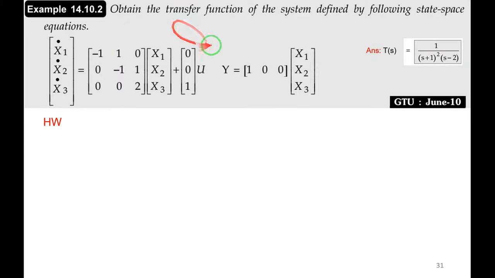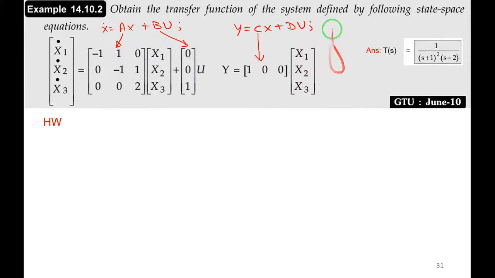Okay, next. This is the last numerical. Obtain the transfer function of the system defined by the following state space equation. x dot equal to Ax plus Bu. This is the state equation, and the output equation is y equal to Cx plus Du. You should be knowing it. So this is vector A, this is vector B, this is u, then this is vector C, and D vector is 0.